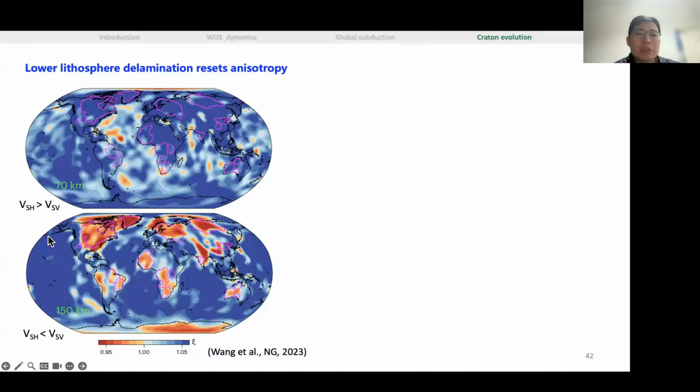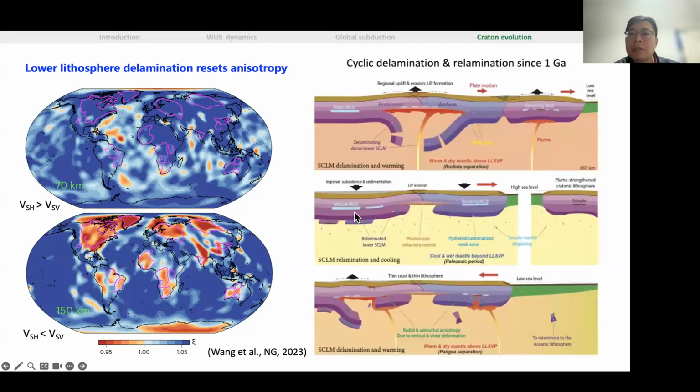And as a consequence, the lower lithosphere delamination also makes the lower lithosphere radial anisotropy opposite to the upper lithosphere. This is 70 kilometers, this is 150, right? So at 150 kilometers, VSV is larger than VSH globally, meaning that vertical deformation is dominant. And based on that, we further propose this is what we think happened during the past 2 supercontinental cycles.